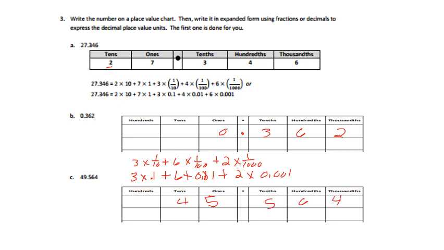Our last number, 49 and 564. So let's start with our 4, and that's 4 times 10 plus, because that's 4 times the place value. 5 times the place value is 5 times 1 plus 5 times tenths, 5 times 1/10 plus 6 times 1/100th plus 4 times 1,000th.